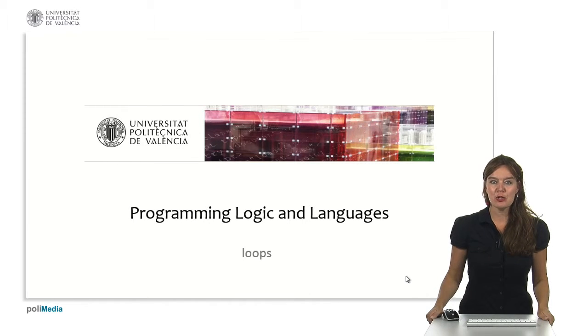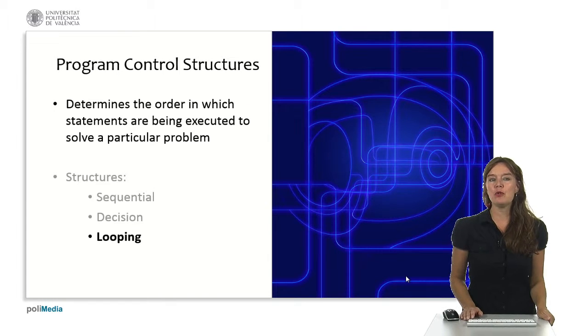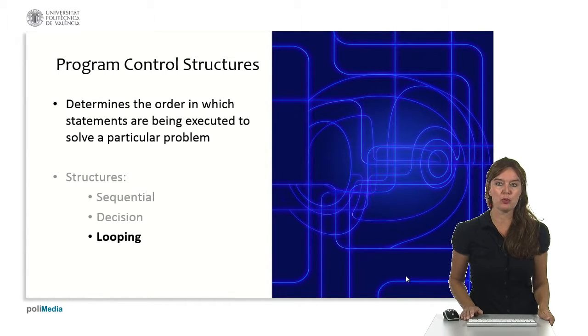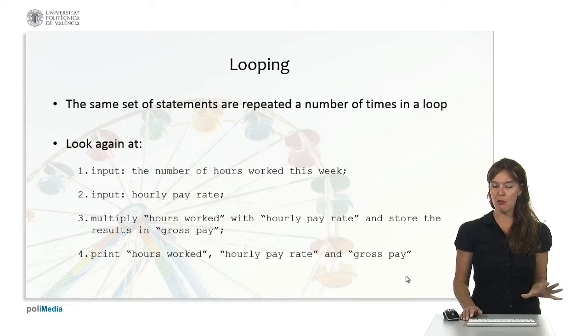So let's look at loops. We've seen already two types of program control structures. We've seen sequential program control and we've seen decision program control, like if-then statements and switch or case statements. So let's look now at loops. Loops allow us to execute the same set of statements over and over again, a number of times that we want to repeat it.